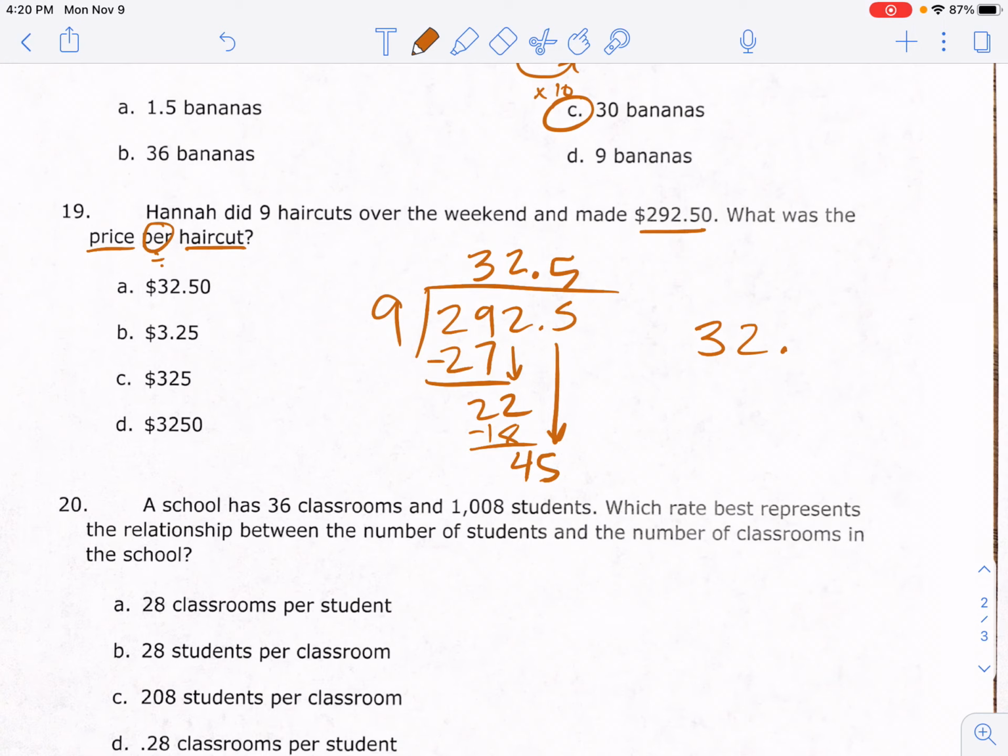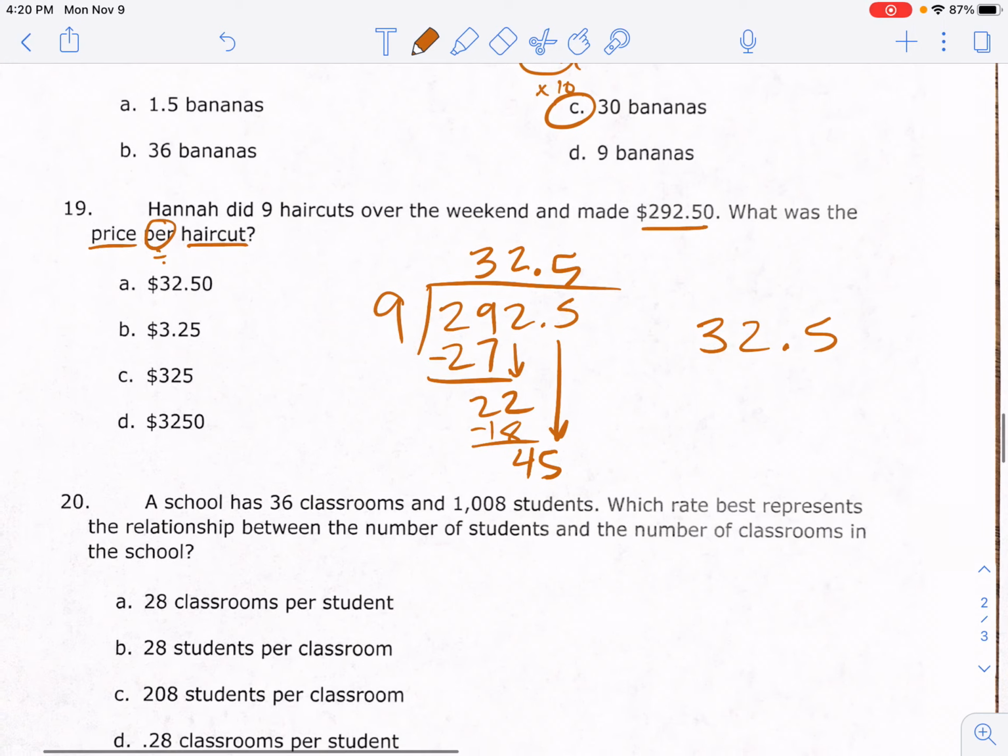So 32 and 5/10. And since I'm talking about money, I do need that little 0 back on at the end. So don't forget, since I didn't have to move any decimals in my dividend over here, then I just have to pop up my decimal in my divisor. My answer is 32.50. You could also use reasonableness to answer this question. Some of these are just not quite reasonable. That D would be a very expensive haircut, and B would be a little bit too cheap. Might not be the best haircut.